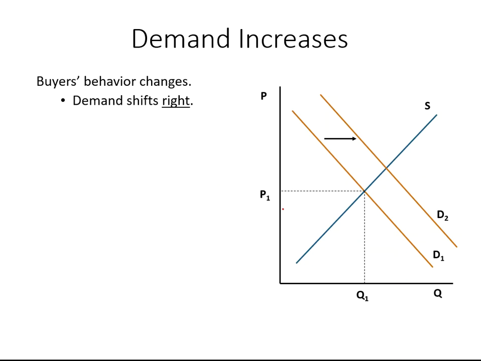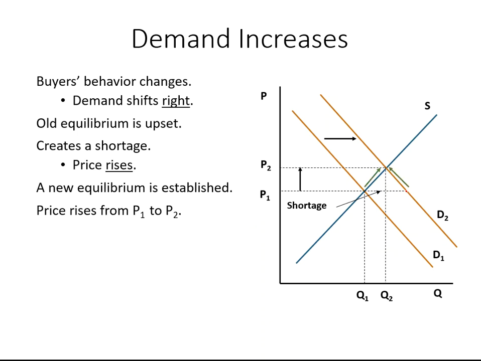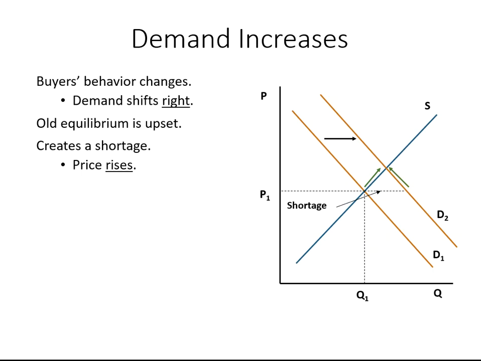So the original equilibrium price is P1. However, if they still sell at P1 under the new demand curve, we see the quantity supplied is Q1, but the quantity demanded will become here. So what happened here is the quantity demanded is larger than the quantity supplied, Q1, so we're creating a shortage.